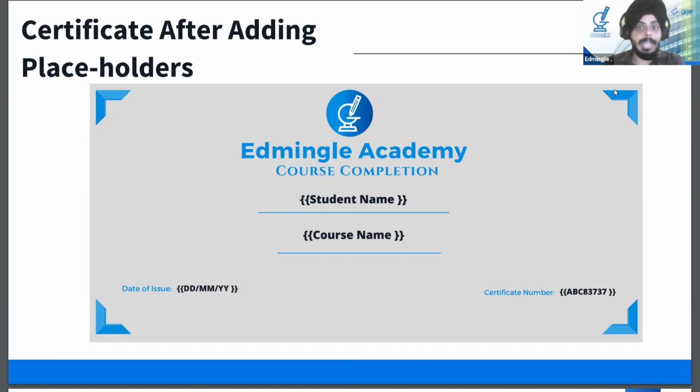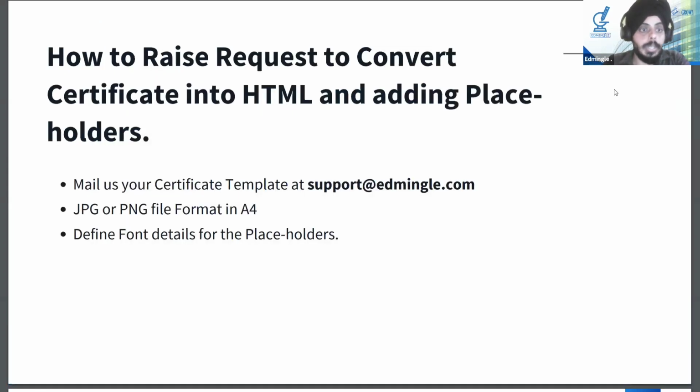To send a request to us to convert it into HTML, you just need to mail us the certificate template which you want to convert into HTML and issue to your students. You just mail us at support@edmingle.com. The file should be in JPG or PNG format, and it should be A4 size. And also define the font details for the placeholder.